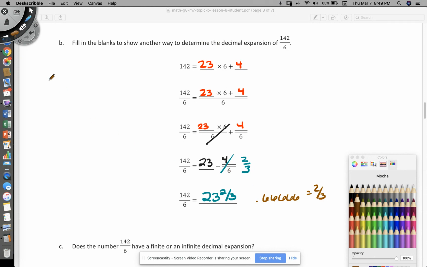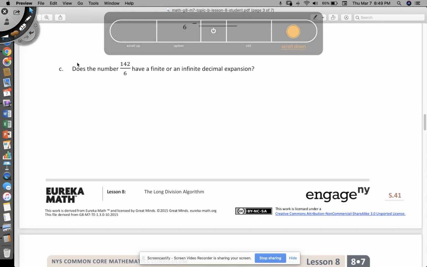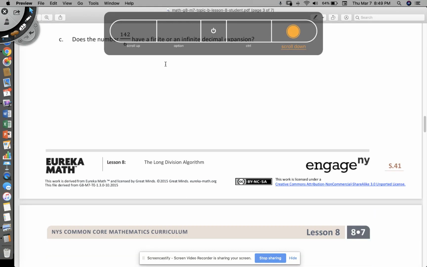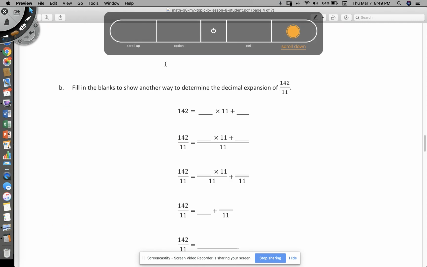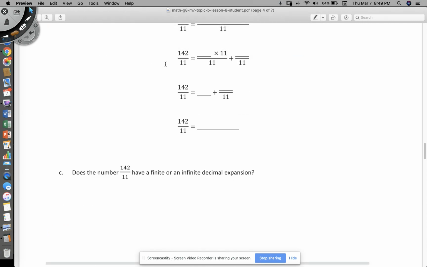So C is asking us, is this finite or infinite? Now, since we had a repeating decimal, this is infinite. All right, I'm going to let you guys do the last problem here on this page, which is problem 4. So you have 4, A, B, and C to do. All right, let's go to the 3rd page.